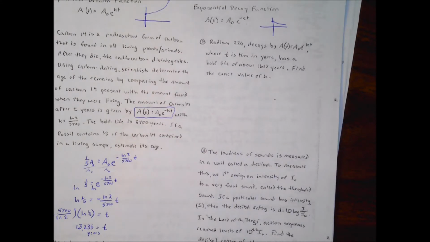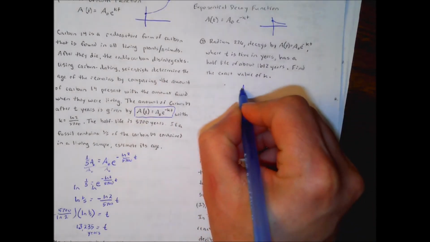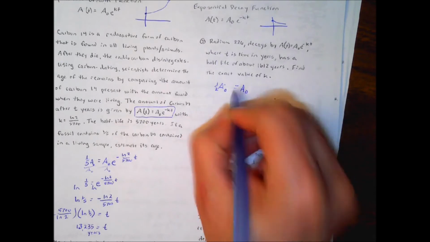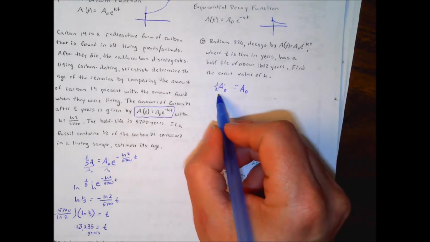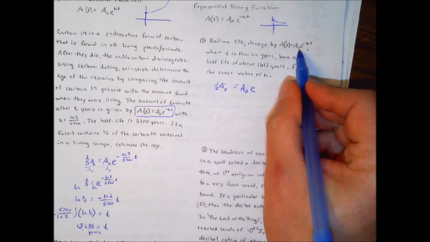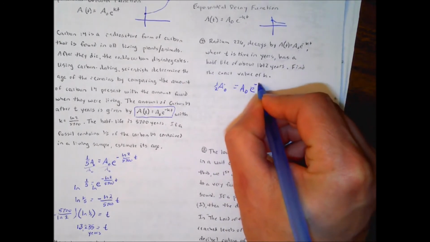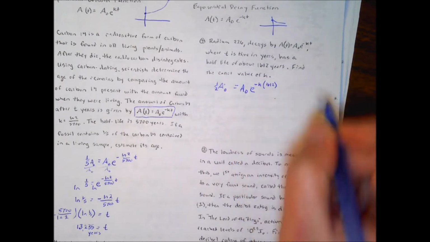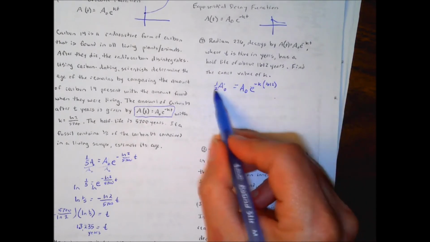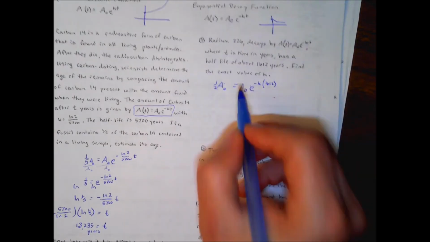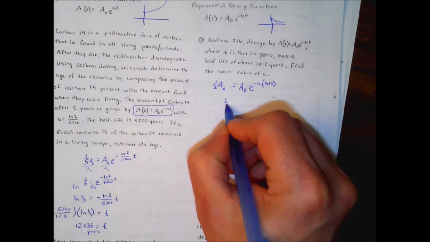Okay, so it's a half-life. So the amount that we have in the end is 1/2 of what we started with, right? So this is what we start with. This is what we have in the end, half of it. And we continue with e to the negative k t, where k is what we want to find, and 1,612 is the half-life, right? So half of it is gone in this amount of time. Okay, so we have to solve this. I would divide by a sub o on both sides.